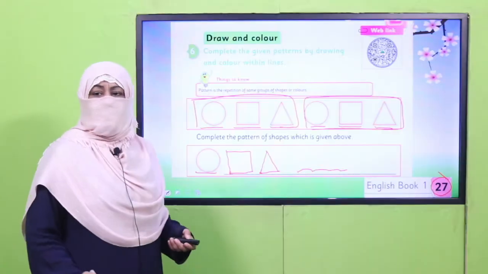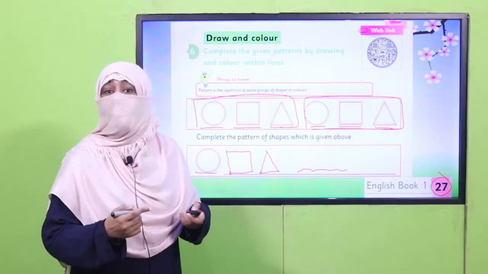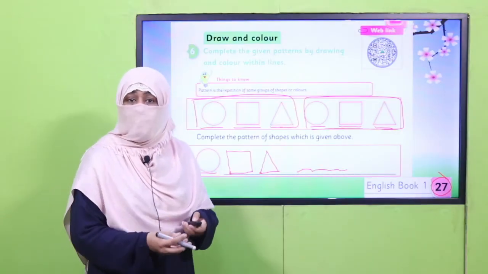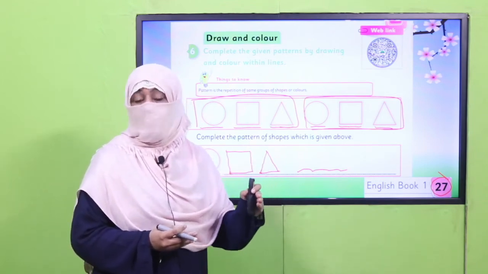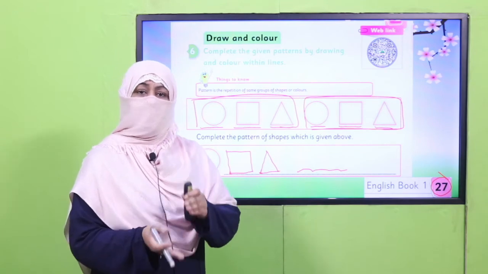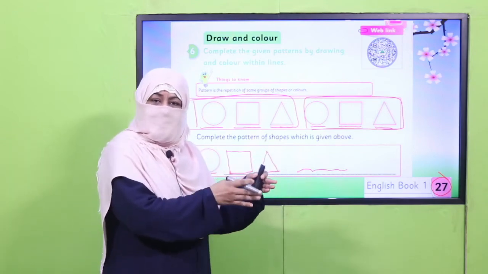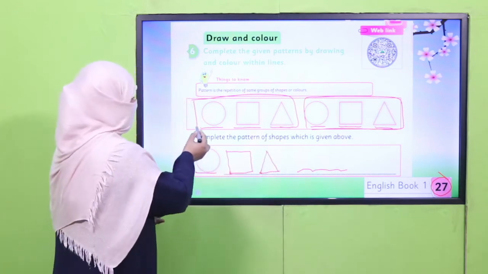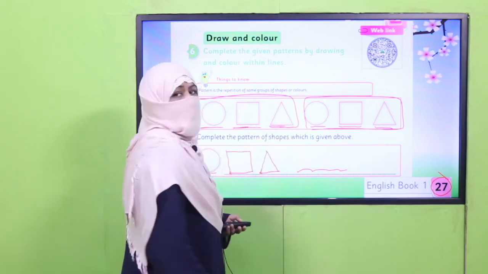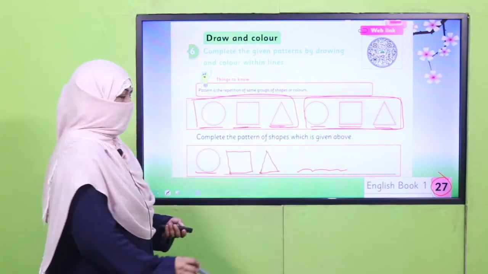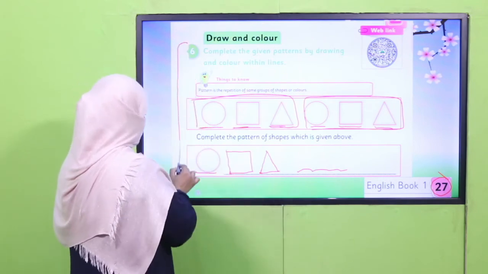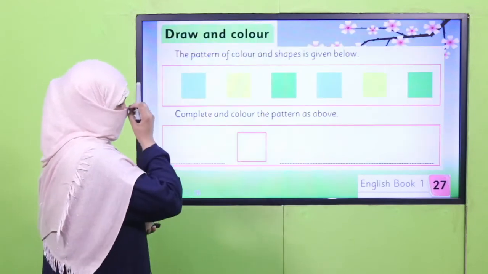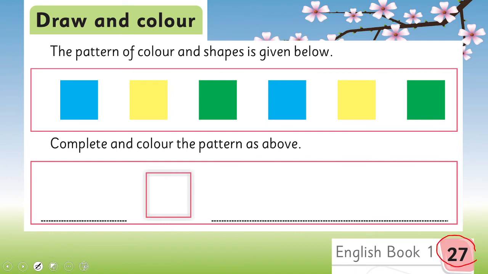So this is known as pattern, repeating of things in a regular time or pattern. The way I told you, day makes night, night makes day. It's a pattern. Likewise, these shapes are moving in a pattern. So you have to complete drawing it, color it. It's your homework. And there is another activity on page number 27.